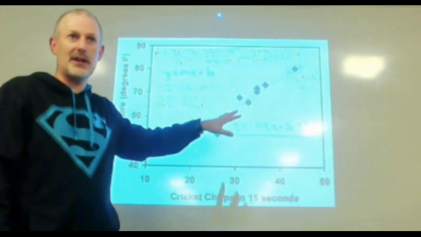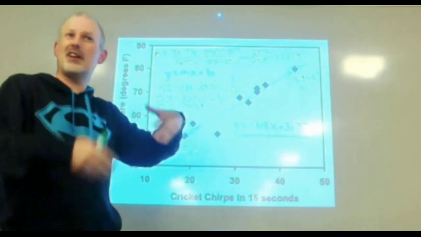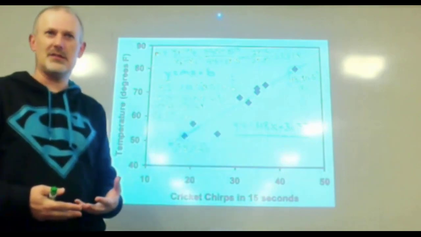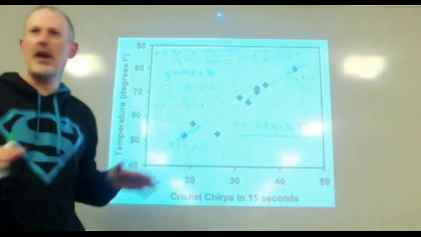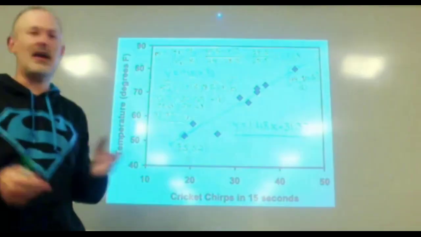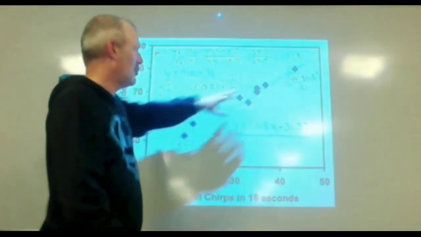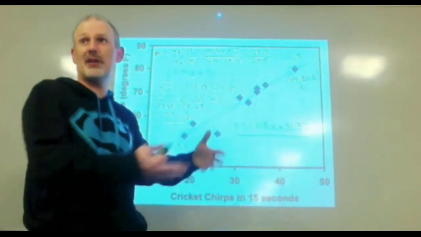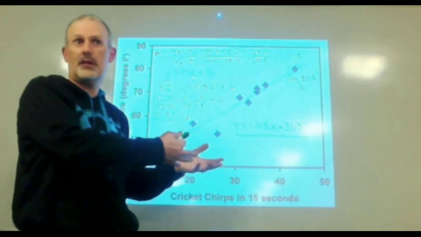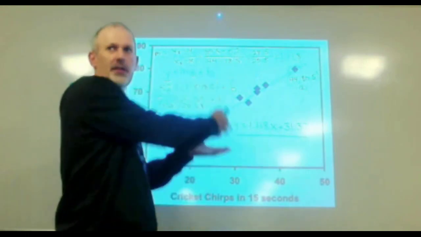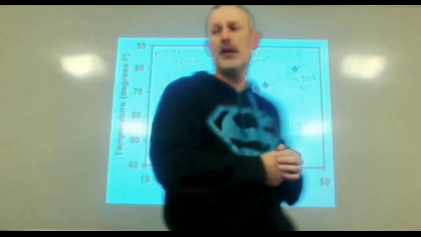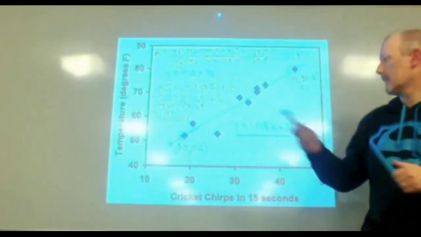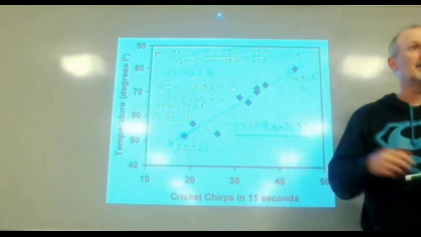Are all the points directly on the line? No, but it's an estimate of where those points are. Does that make sense? The points are very rarely ever going to be in a perfectly straight line. So this line is just an estimate of our data. We would say it's approximately on this line somewhere. Okay, so that's how we come up with a line from our data.